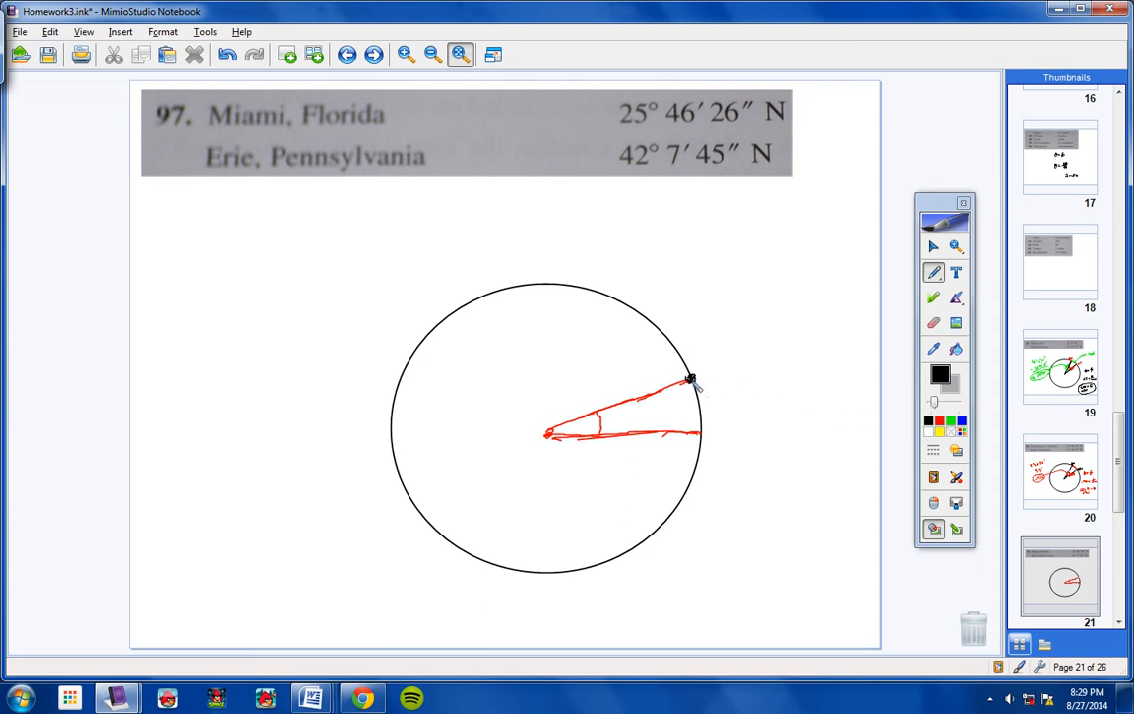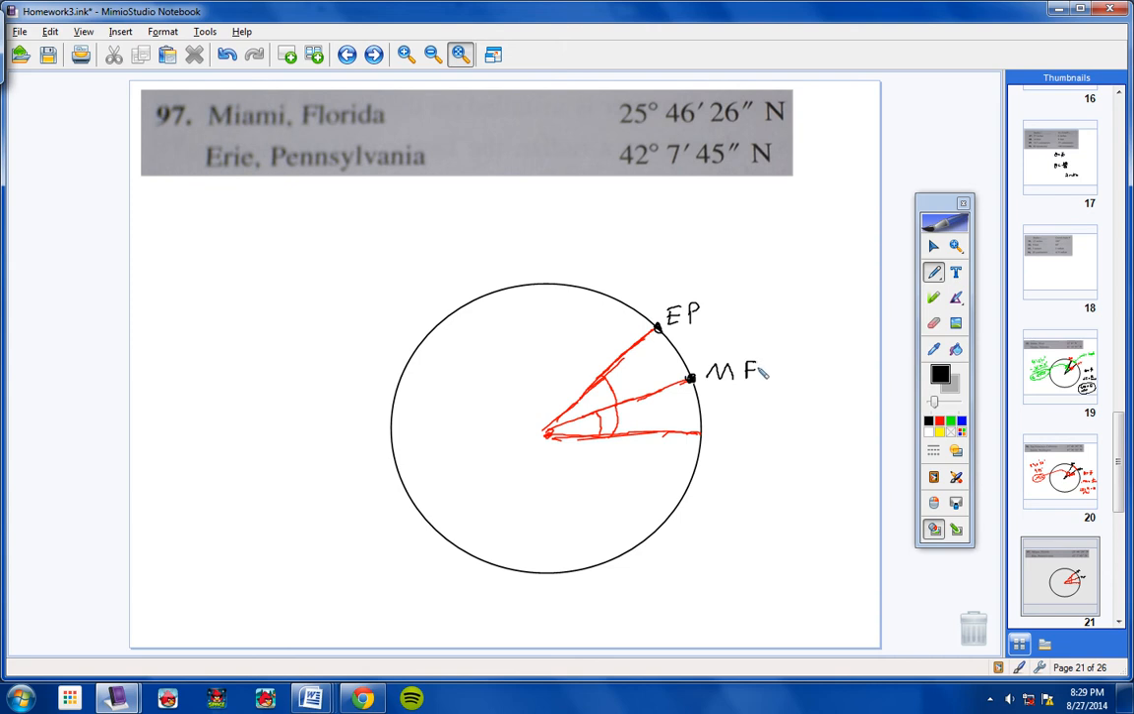There we go. Had the white one instead there, so we can get this Miami, Florida, and then we're going to rotate up 42 degrees. So 42 is probably about right there. Again, I'm just estimating. It doesn't matter if your drawing is to scale. And so right here, we're going to put Erie, Pennsylvania.